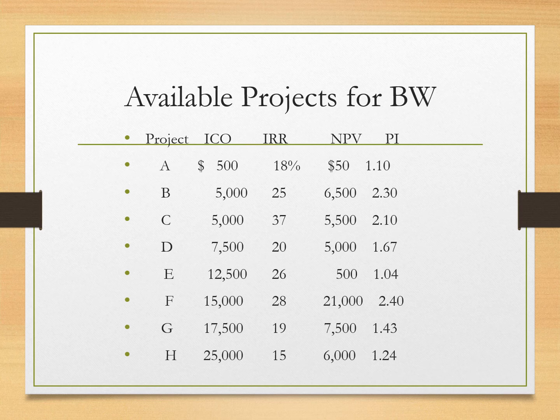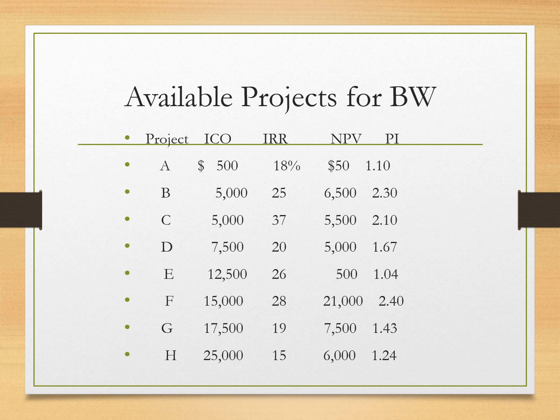Project A, B, C, D, E, F, G. ICO means initial cash outflow. $500 is the initial cash outflow for project A, 5,000 for B, 5,000 for C, $7,500 for D, and 12,500 for E, 15,000 for F, 17,500 for G, and $25,000 for H. IRR: 18% for A, 25% for B, 37% for C, 20% for D, 26% for E, 28% for F, 19% for G, and 15% for H.